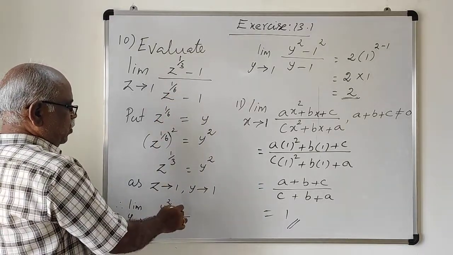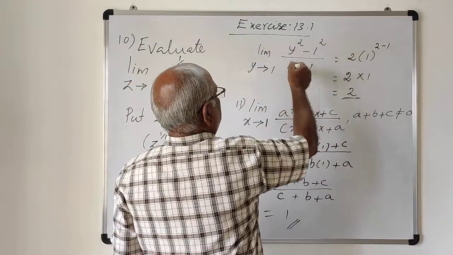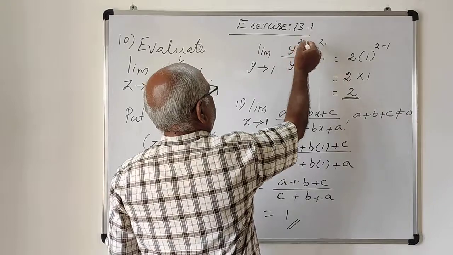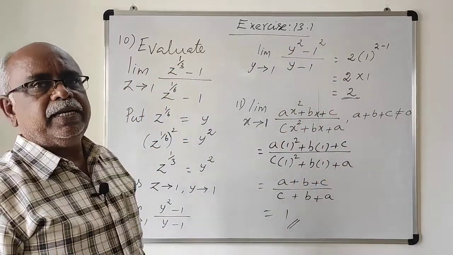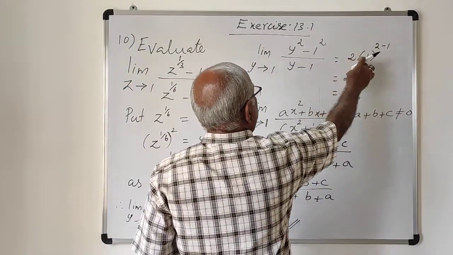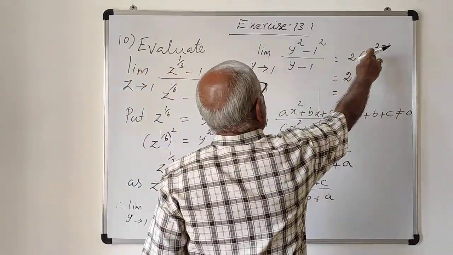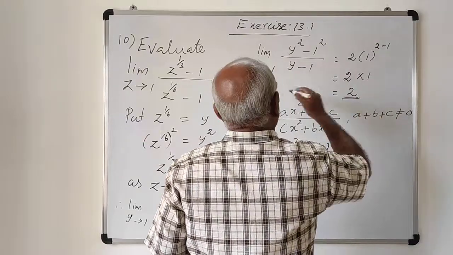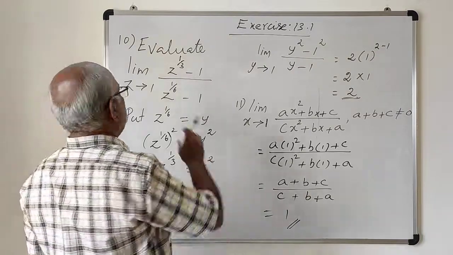In the numerator, 1 I can rewrite as 1 square. Limit y tends to 1, (y square minus 1 square) by (y minus 1). It is of the form limit x tends to a, (x power n minus a power n) by (x minus a). The result is n into a power n minus 1. Here a is 1 and n is 2. Therefore 2 into 1 power 2 minus 1, which is 1 power 1, is 1. 2 into 1 is 2. That is the answer for problem 10.